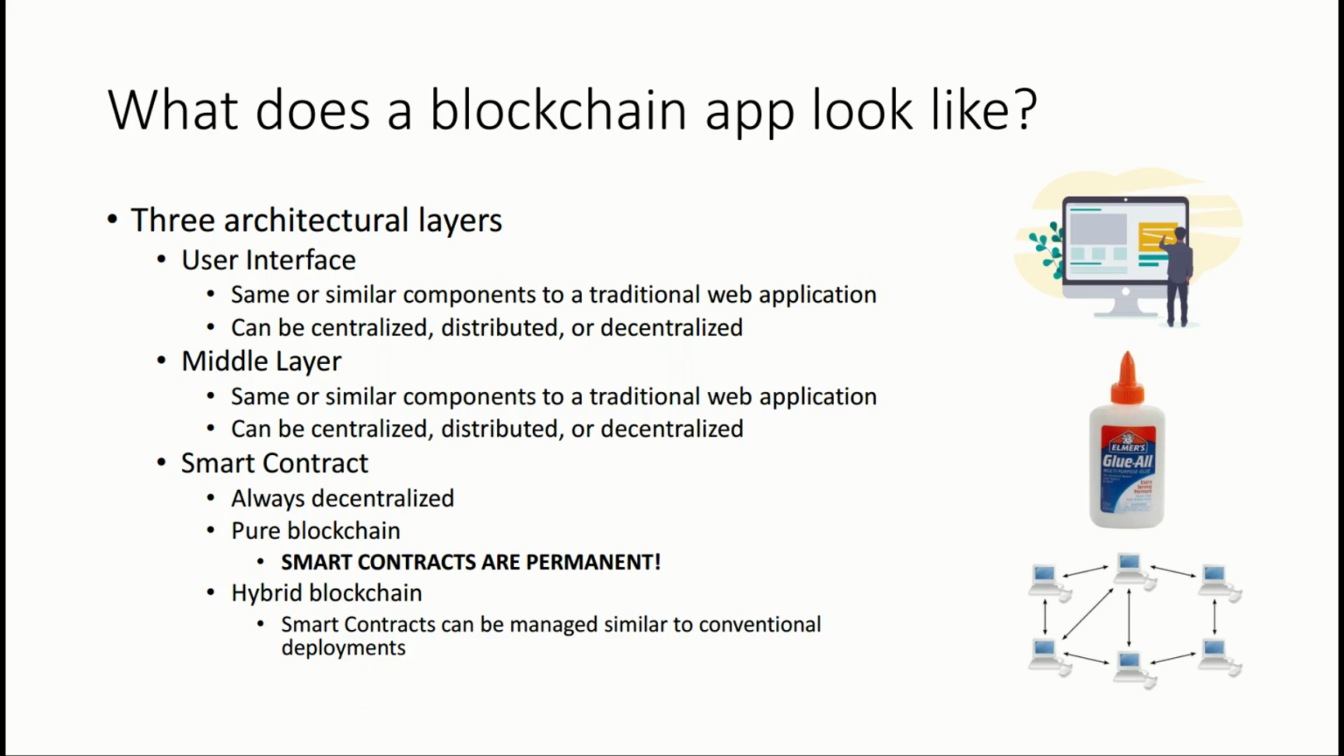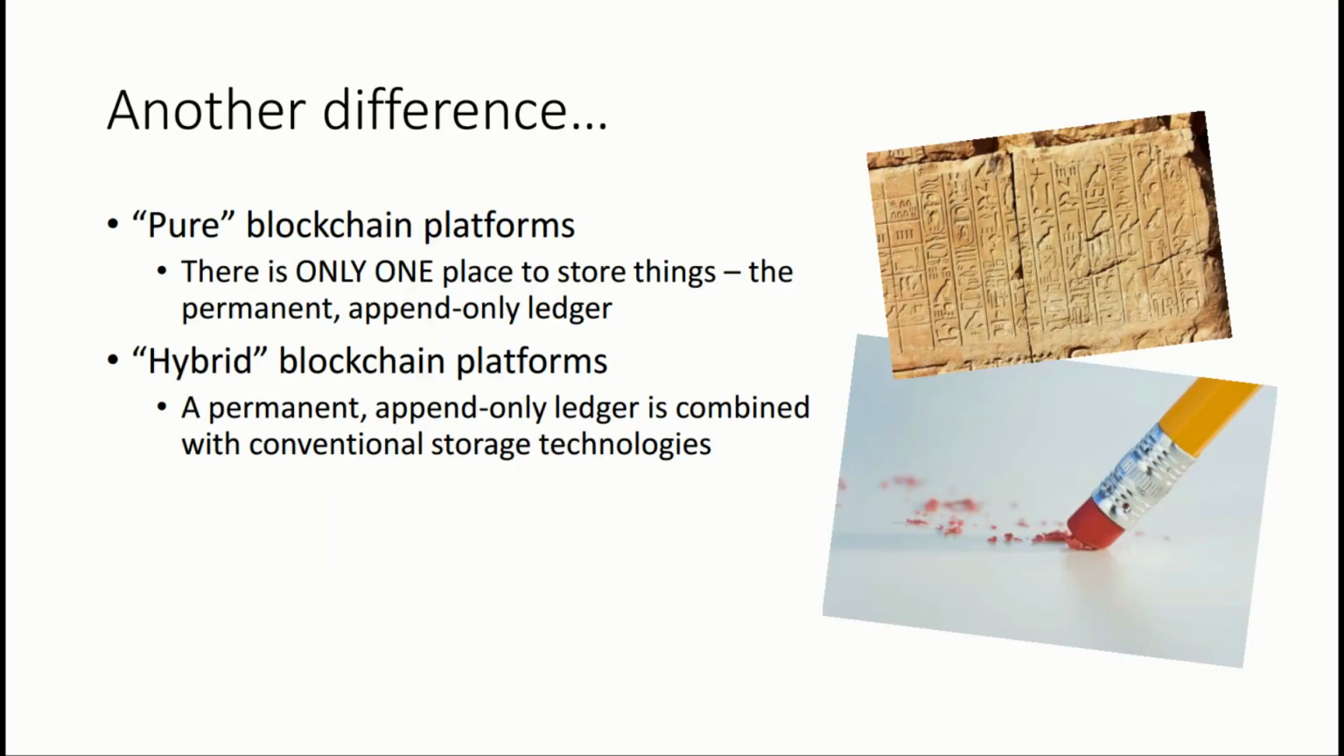At the very bottom, we have our smart contract or our smart contracts that run on the blockchain. And being that these run on the blockchain, this layer is always going to be decentralized. Now, here is where the type of platform that you select may really have some ramifications. If we develop a smart contract and we go to deploy it on a pure blockchain platform, where is that smart contract going to live? Where is it going to get stored?